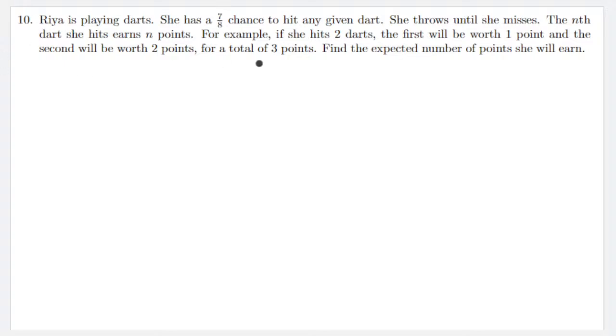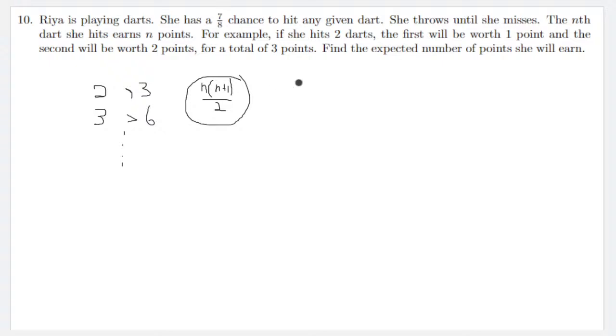So let's think. So if she hits 2 darts, she gets 3 points. If she hits 3 darts, she gets 6 points. So these are triangular numbers, right? And so we can express this as n times n plus 1 over 2. So this is the number of points she scores if she hits n darts.